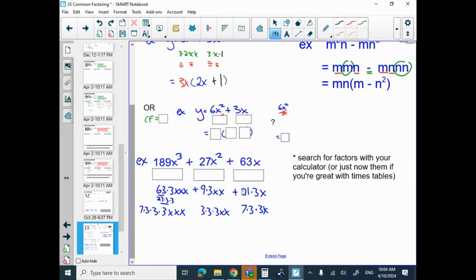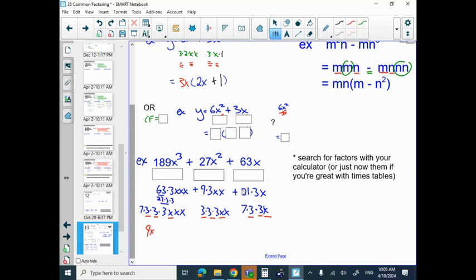So then you're looking at what you have in common everywhere. You're like, okay, there isn't a 7 everywhere. There's one in the end, and each end, but not in the middle. There's a 3 common everywhere. Is there another 3 in common everywhere? Yes, there is. Is there another 3 in common everywhere? Almost, but not quite. Is there an x in common everywhere? Yes, there is. So you can pull out 3 times 3 times x. So in other words, you can pull out 9x.